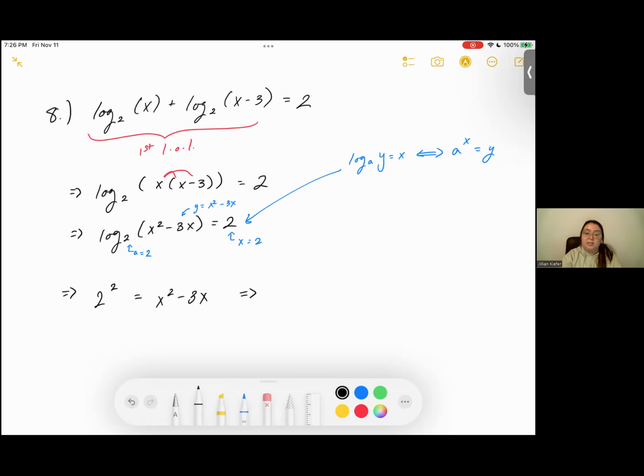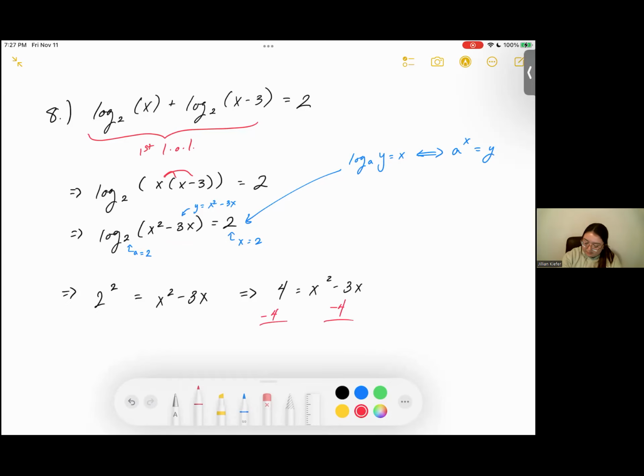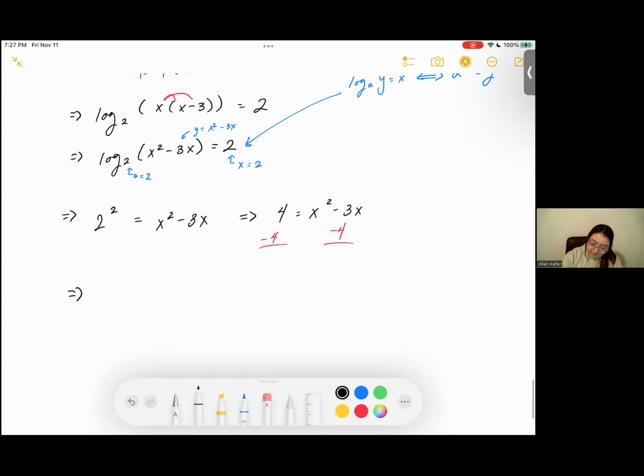So in this case, we can simplify the 2 to the power of 2. It's going to be 4. 4 is equal to x squared minus 3x. And if we bring everything over to one side, this will result in a quadratic function, which we can pretty easily factor at this point. So we're going to subtract 4 from both sides. And this gives us x squared minus 3x minus 4 is equal to 0.